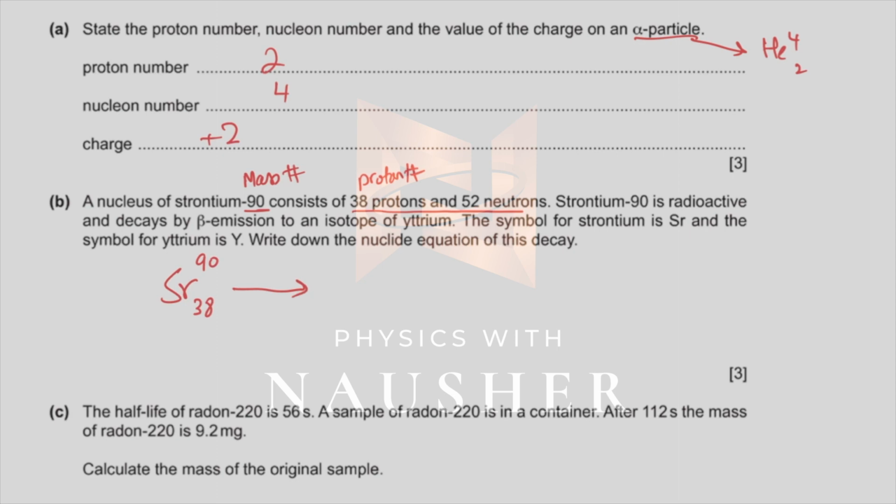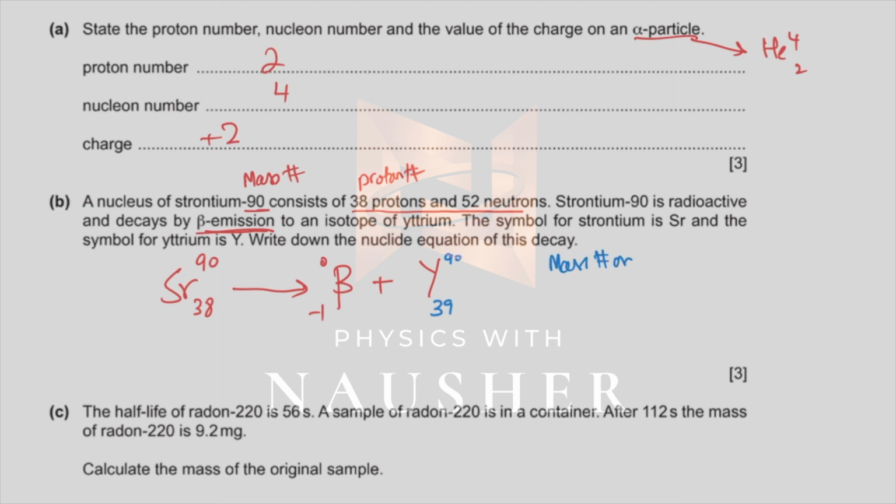Arrow. Now you emit a beta particle, beta 0 minus 1. You must remember that beta is 0 minus 1. Plus yttrium. Now we need to write down what is the mass number. Mass number will be 90. And what's the proton number? Proton number will be 39. And I'll just explain this to you.